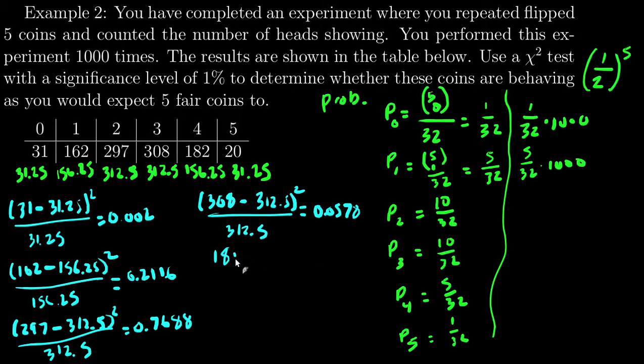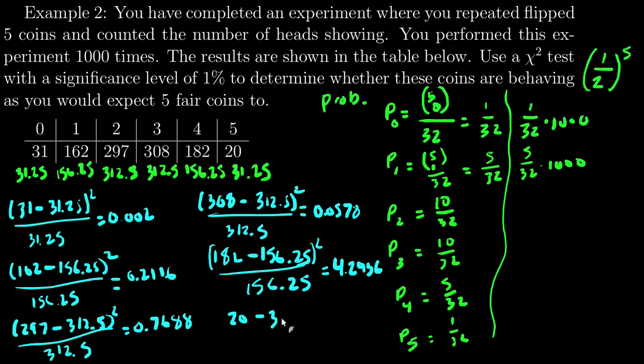Observed minus expected squared over expected. I hope you guys are all getting the sort of pattern here. And I will get 4.2436. And finally, observed minus expected, sorry, squared over expected. And I'll get 4.05.